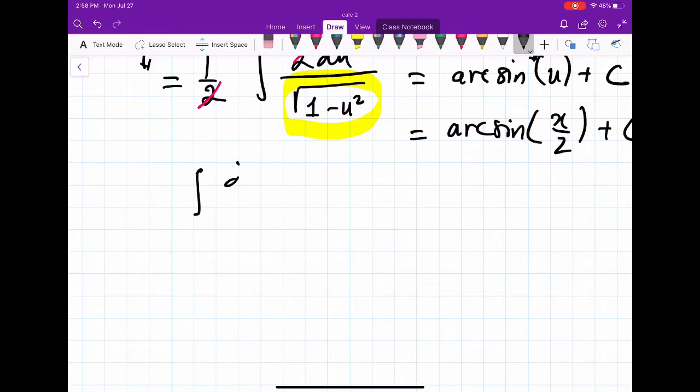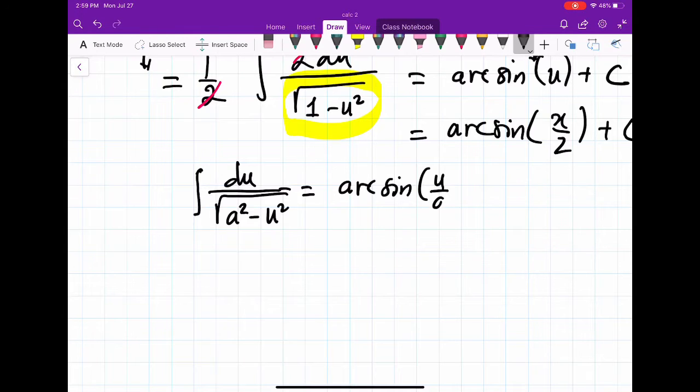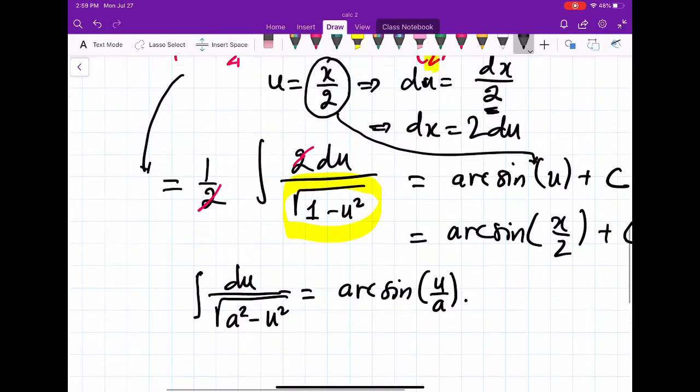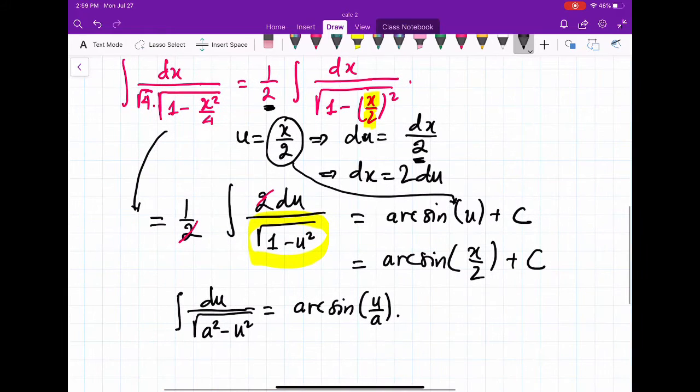So if you have du over square root of a squared minus u squared, that is arc sine of u over a. Okay, it's very easy, and you can do almost the same steps right here to get this formula. That's not that difficult.